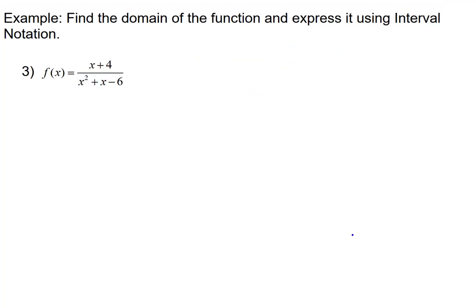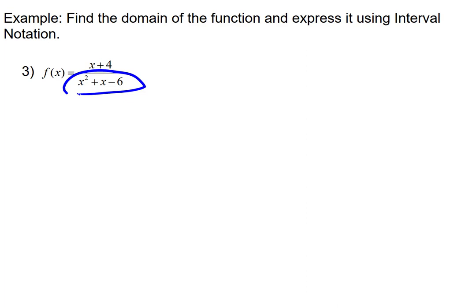Let's look at a third example where we want to find the domain of the function and express it using interval notation. This function reads f of x equals, it's a quotient where the numerator is x plus 4 and the denominator is x squared plus x minus 6. Now, given that this is a quotient, our concern is that the denominator is not equal to 0. In other words, we have to exclude any values that might cause that to represent our domain.